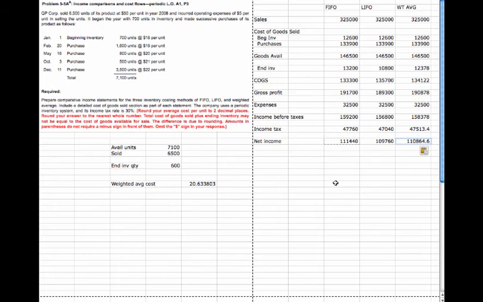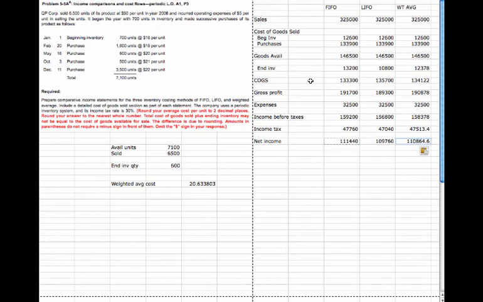That's how we compute it and how they're different. FIFO, LIFO, weighted average. Note what happened here with the periodic inventory method. We have to use this calculation, beginning inventory plus purchases, which gives us goods available, minus ending inventory, to give us cost of goods sold.